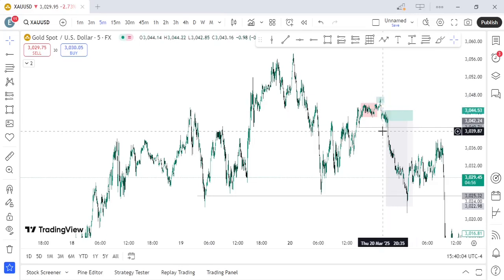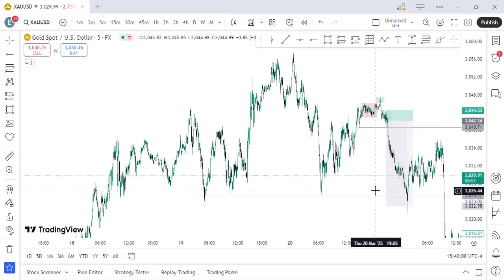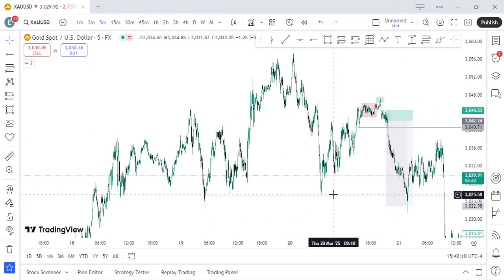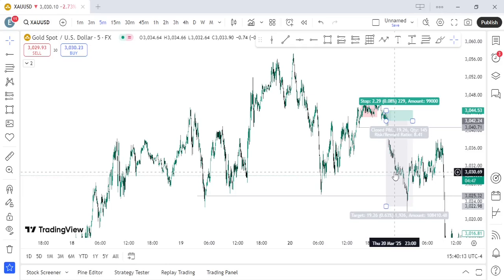So you patiently wait for a break in market structure and you get into the trade, and you set your TP at the next liquidity, and you have a massive, perfect 1 to 8 risk to reward ratio. So it's very, very simple.